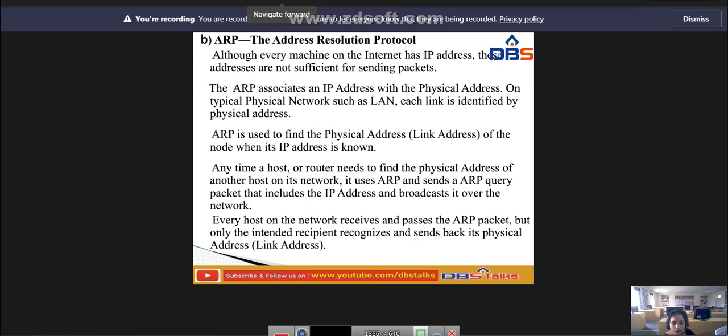Next, coming to ARP, the Address Resolution Protocol. Although every machine on the internet has one or more IP addresses, these addresses are not sufficient for sending packets.